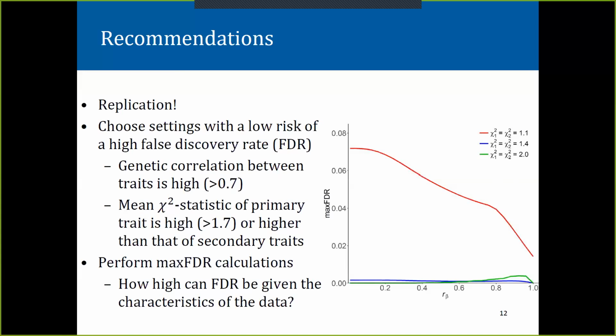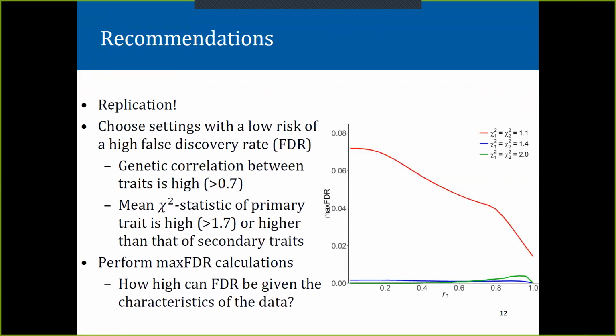You can validate the SNP level results. You can validate the set of SNPs that you find jointly if you'd like. You can even validate the individual biological results, possibly, depending on exactly what you're trying to do. And so I'd always strongly recommend trying to replicate anything you can when applying MTAG. If replication is not possible, or even if it is possible, I'd also recommend that you only apply MTAG in settings where there's a low risk of a high false discovery rate.